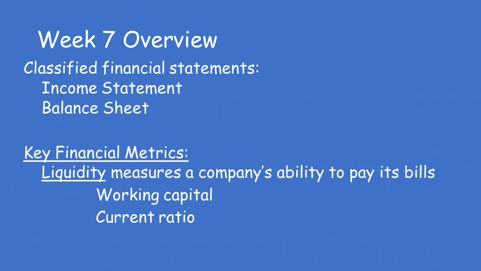Okay, let's talk about these classified financial statements for just a moment. The income statement and the balance sheet help leaders establish some key financial metrics about the organization. And we know this from earlier on in the book. For example, liquidity measures a company's ability to pay its bills when they are due and to provide for unanticipated needs for cash. Two measures of liquidity are working capital and the current ratio.